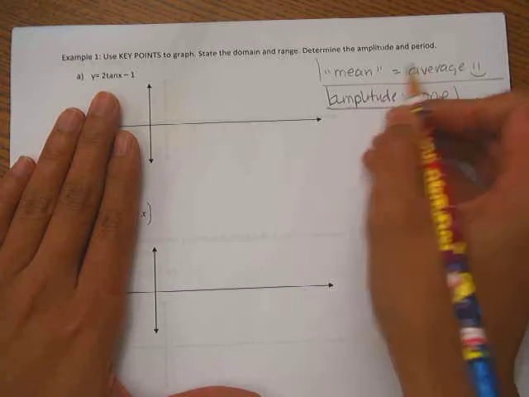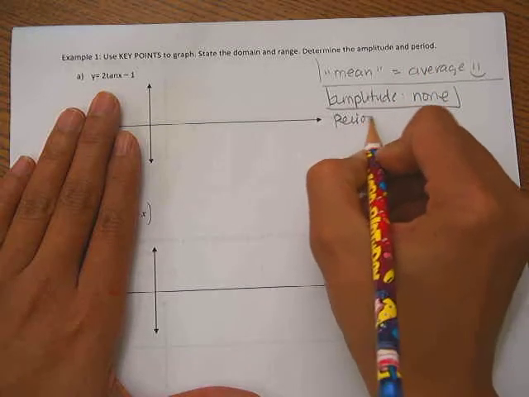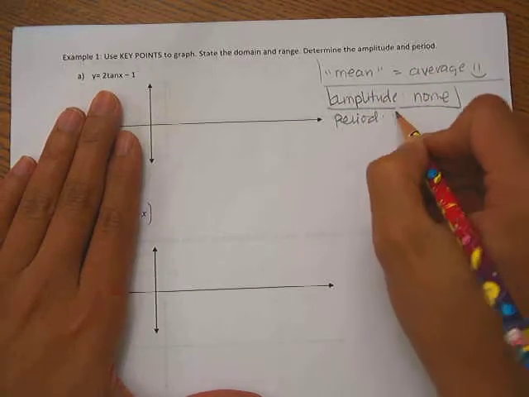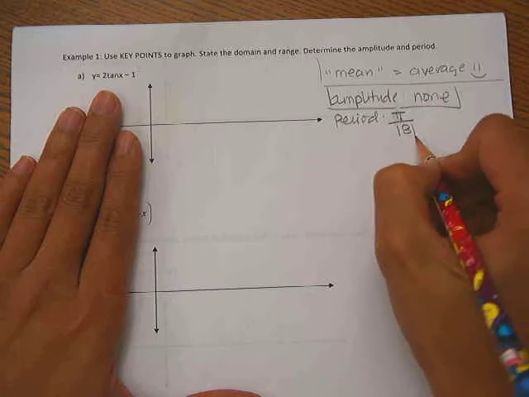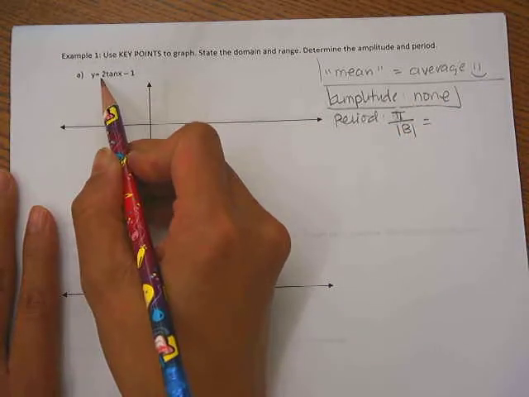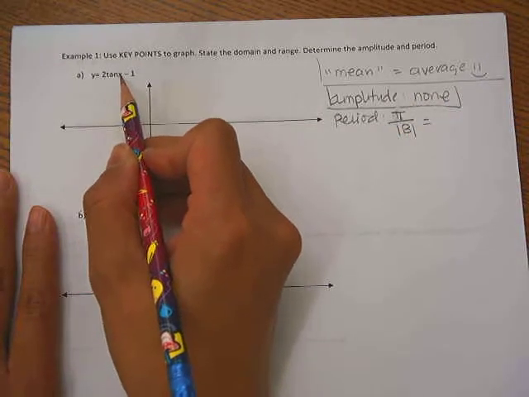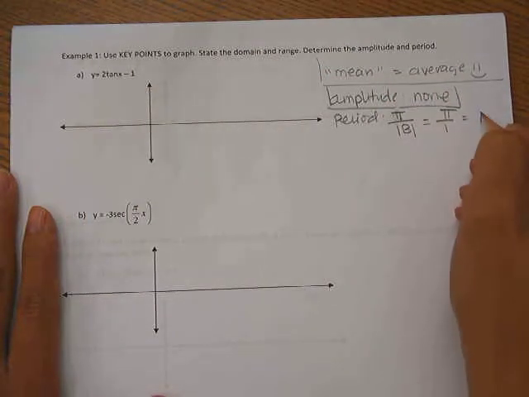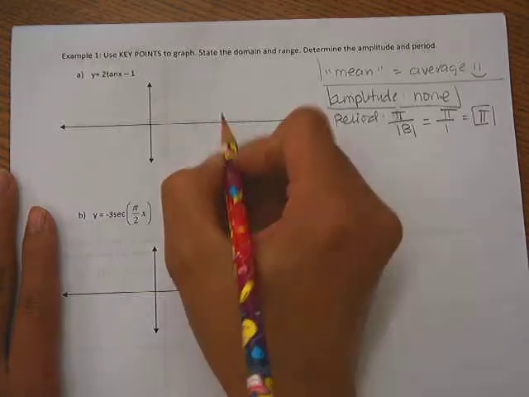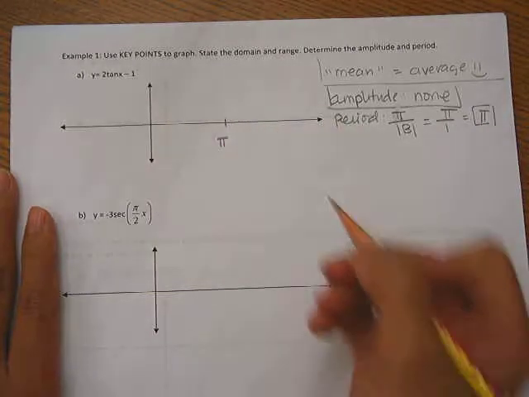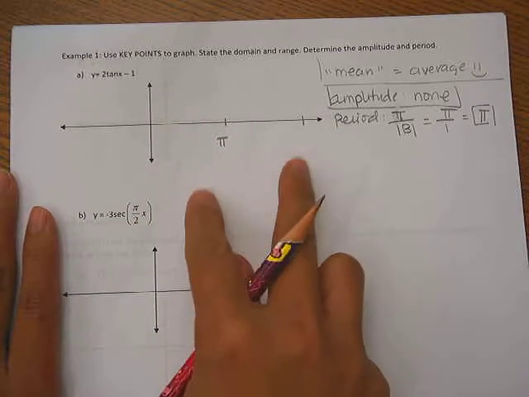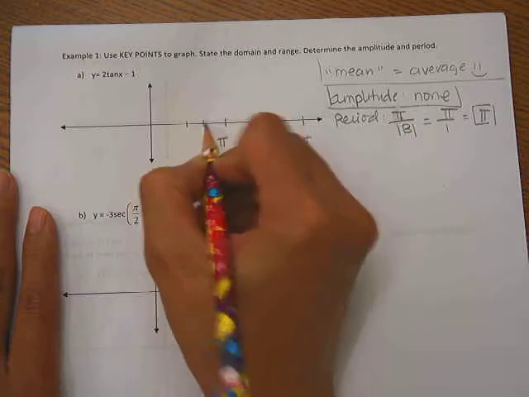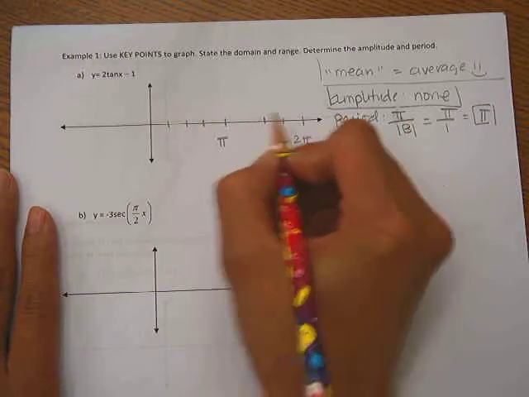Period, for the tangent function, it's always pi divided by the absolute value of b. And this is 2 times tangent of 1x, so your b is actually 1. So pi divided by 1 is just going to end up as a pi. So you have a period of pi, so I'm going to go pi to the right. I want 2 full cycles all the time, so I'm going to go 2 pi, so that's 2 full cycles. Each cycle has 4 equal parts, so I'm just going to put my tick marks in.